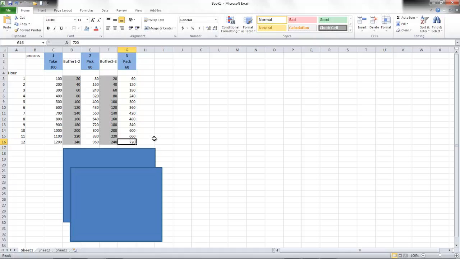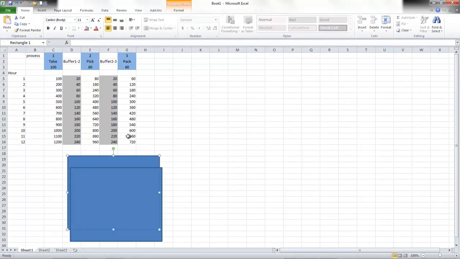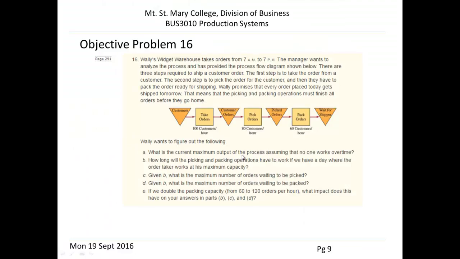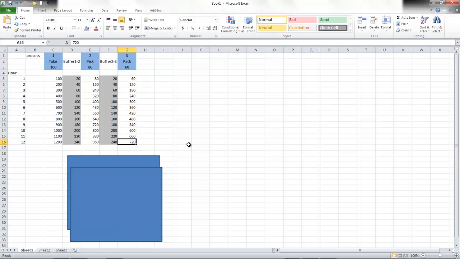So the slowest part of the system only lets you do 720, whereas the other two stages can run faster. At the end of 12 hours, if you let them run without restricting them, they would have created 1,200 orders, and they would have created 960 orders processed at the pick level. Okay, so that's the difference there. So the answer is, for A, where are we going to limit this thing? To go back to the question, what is the current maximum output of the process, assuming no one works overtime? Well, no one wants to stick around and process these things in the buffer, so this number 720 jumps out of the page saying, look, only produce 720 because that's all the slowest part of the process can handle.